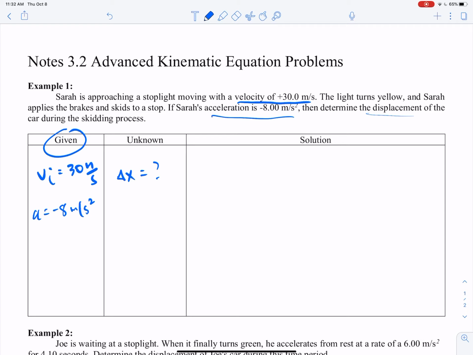But if I'm careful, I can actually read closely and see that there is a hidden given, which is that Sarah applies the brakes and skids to a stop. So that's her final velocity. Coming to a stop means the final velocity is 0 meters per second.